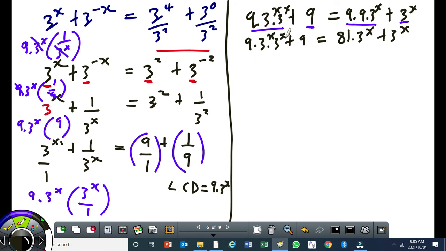Yes. Okay, so this becomes 9 times 3 to the power of x times 3 to the power of x, which will give me 3 to the power of 2x. Do you agree with me there? Yes. Plus 9, equal to, well, I can write that as, now, do you agree with me that this is 81 and 1 because the base is the same? So I can write that as 82 times 3 to the power of x.